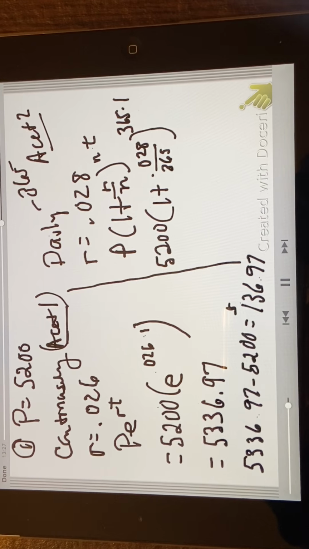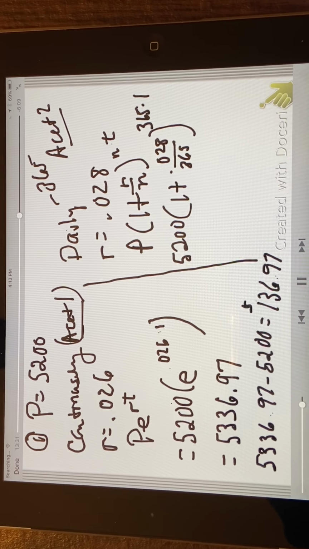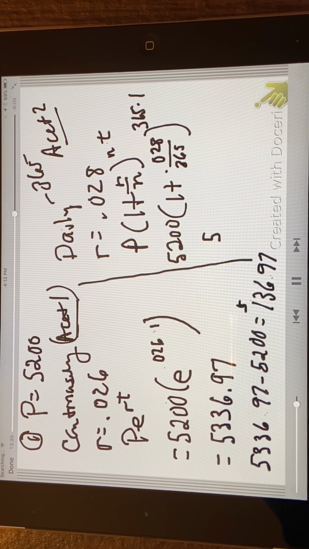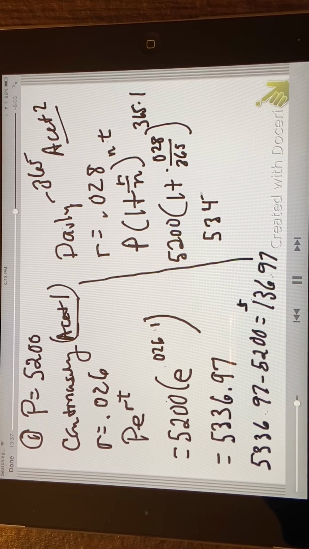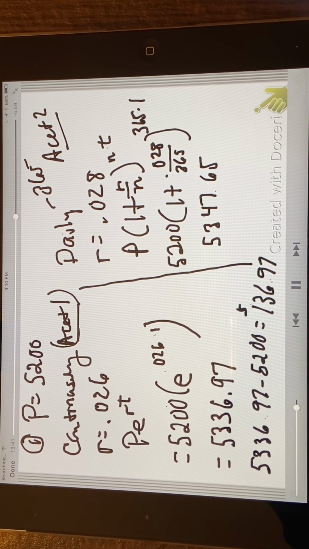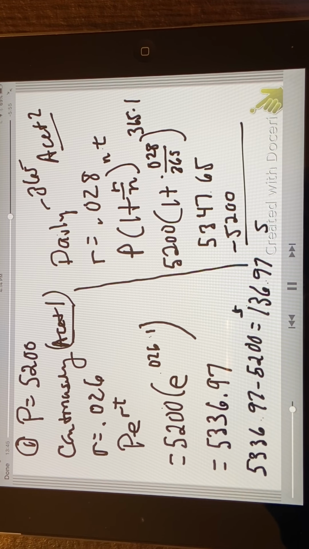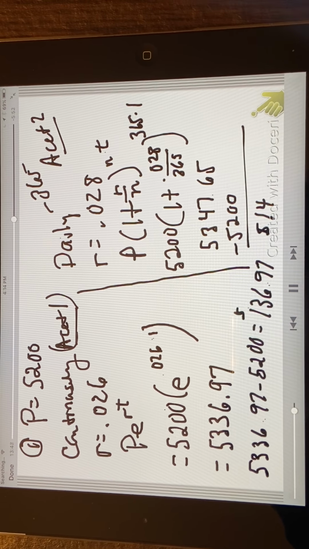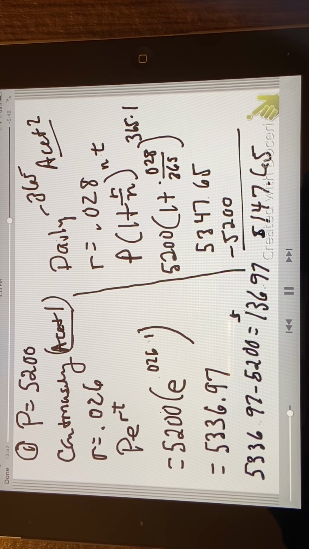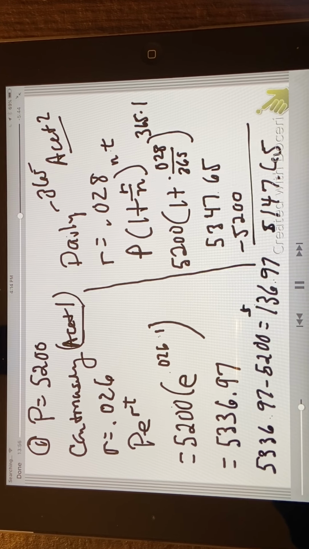Now, the key is to type it in just like you see it. That way you won't mess up your amounts here. So I end up with $5,347.65. So I'm going to take off the initial investment, $5,200, and we see that she's going to have $147.65.